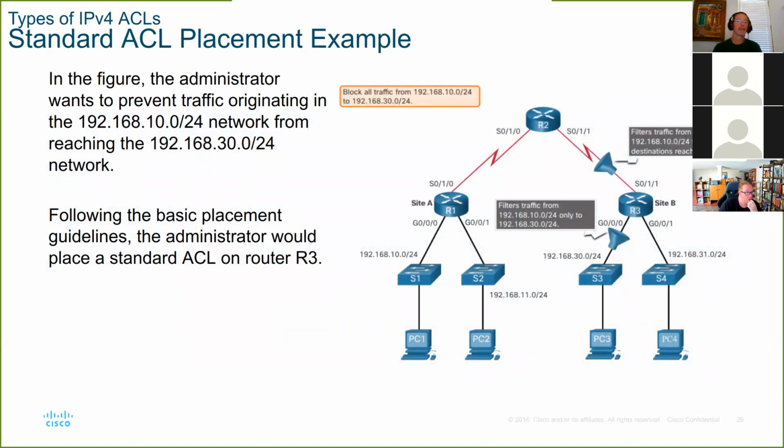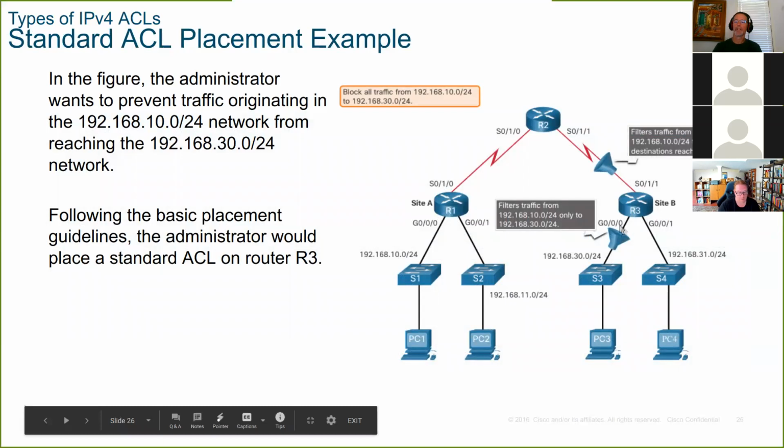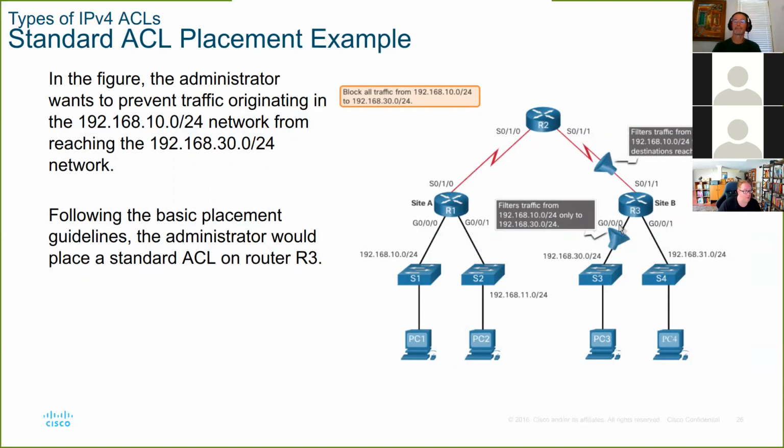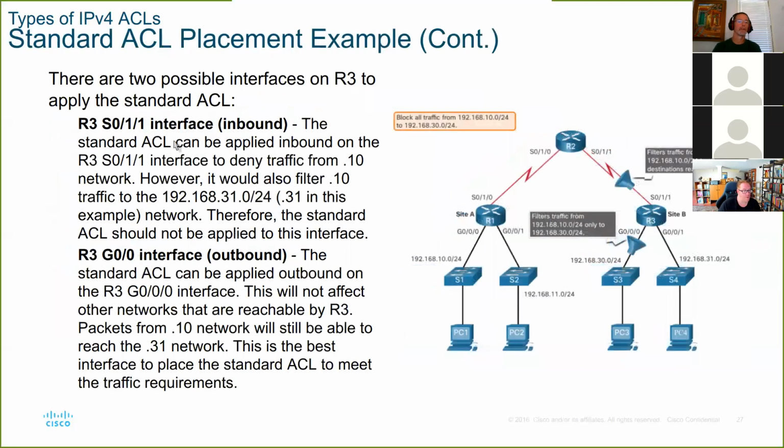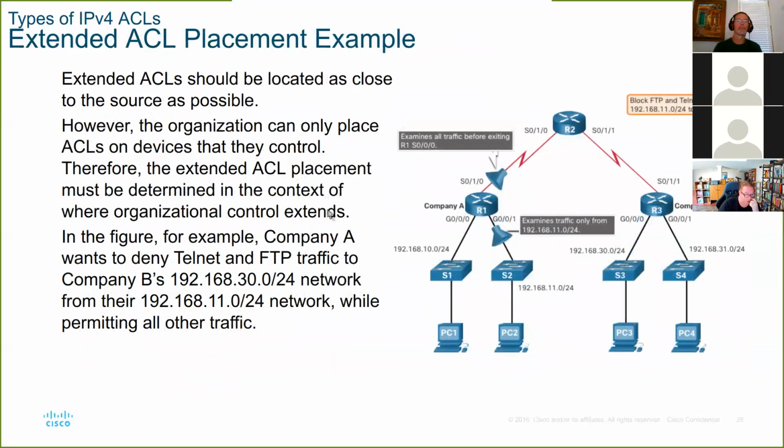Just simplifying things. So, standard ACL example. In the figure, the administrator wants to prevent traffic from the 10 network reaching the 30 network. If I were to put it here, that would be bad because it would also prevent them from getting to the 31. So I have to put that outbound on gig 0/0. Here's another example. On R3, there are two possible interfaces to apply that standard ACL.